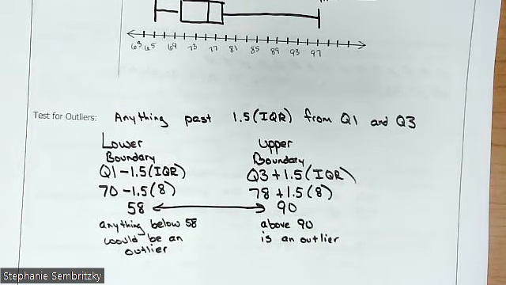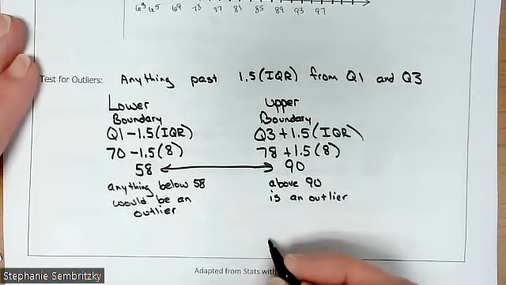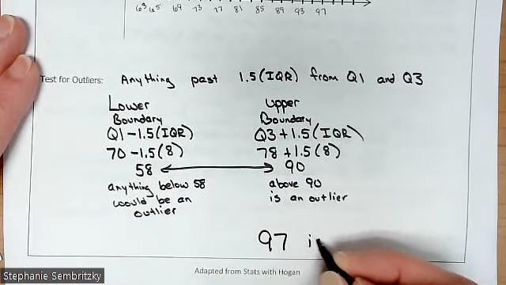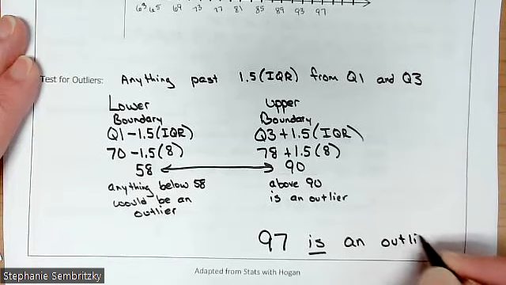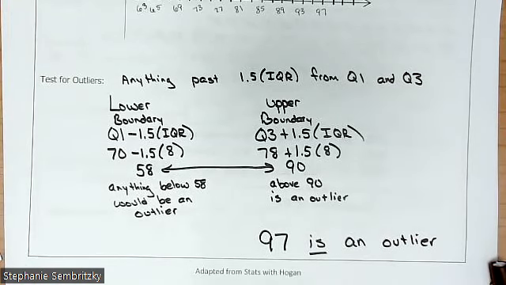Did we have anything below 58? Did we have a number above 90? Which one? 97 is an outlier. It's past that boundary. So that's how we find whether something's an outlier.